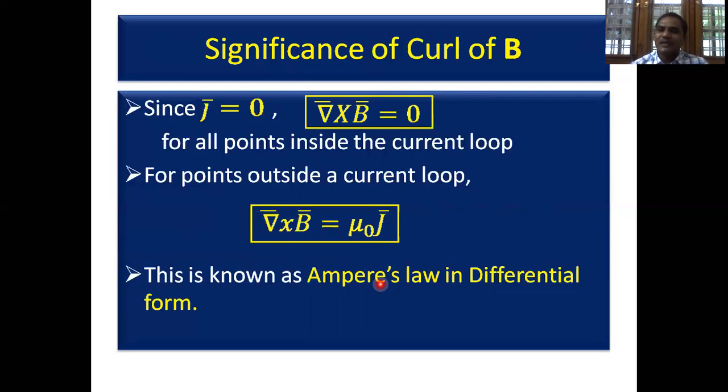So closed integral b bar dot dl bar equal to mu naught I. From that we started our derivation. That is called Ampere's circuital law, integral form. Del bar cross b bar equal to mu naught into j bar is also called the differential form of Ampere's law.